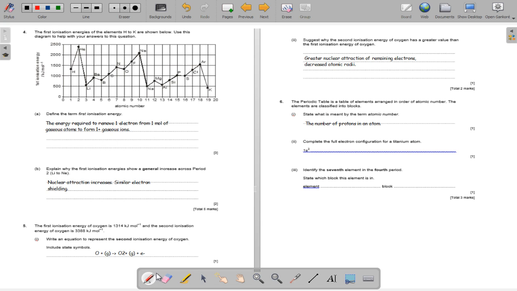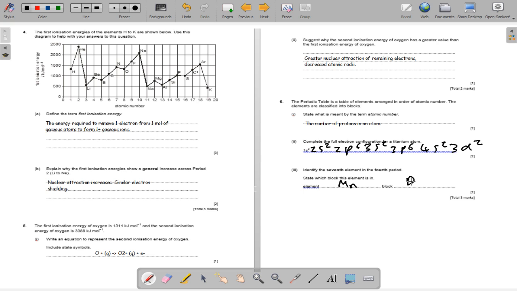And for the sub-shell notation for the electronic configuration, it is 1s2, 2s2, 2p6, 3s2, 3p6, 4s2, and 3d2. The seventh element in the fourth period is manganese, and it's in block D, the transition elements.